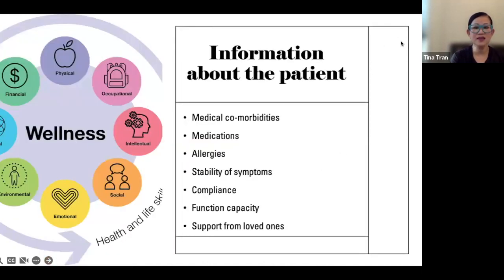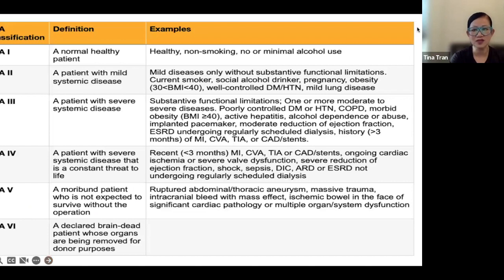So in addition to asking the medical comorbidities, medications, allergies, move on to ask about the stability of symptoms, the patient's compliance with their recommendations, their activity and functional status, and support from loved ones. Knowing the patient's overall support can help you understand what the barriers are to the patient getting access to some of the support, and how you can help them maybe have a post-operative social worker engage with them to help make sure that they continue to recover after discharge.